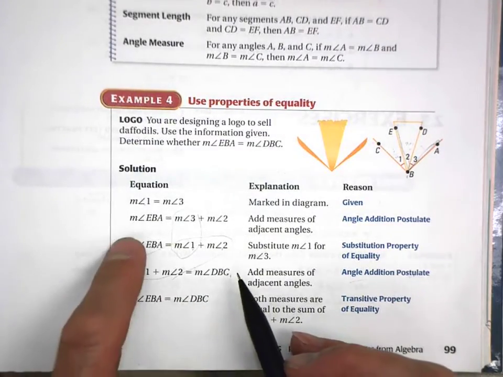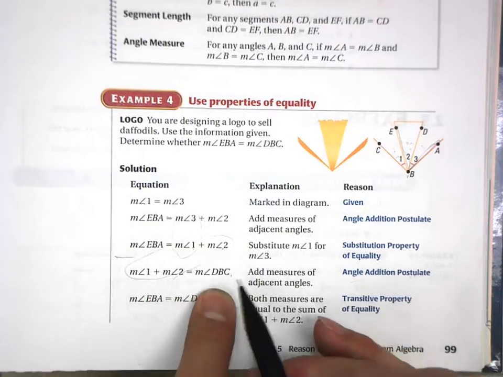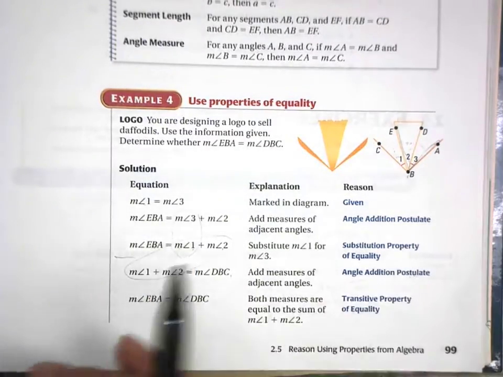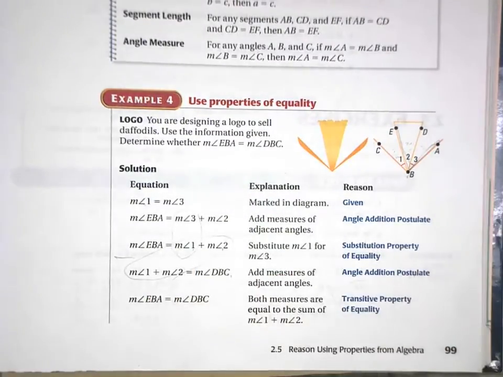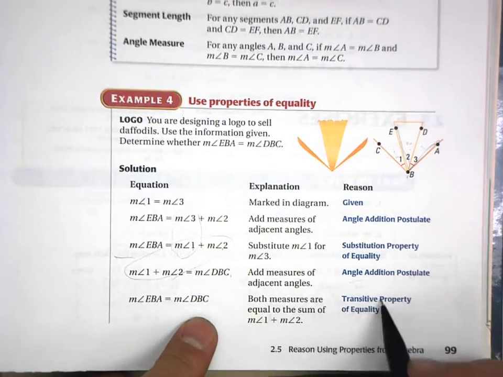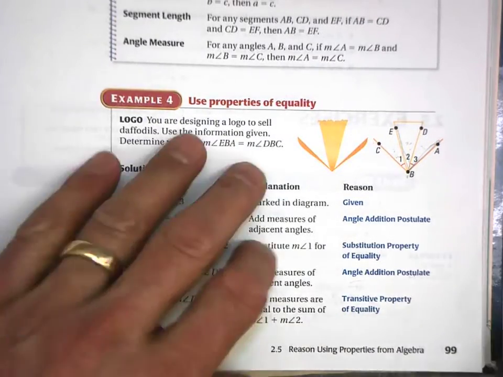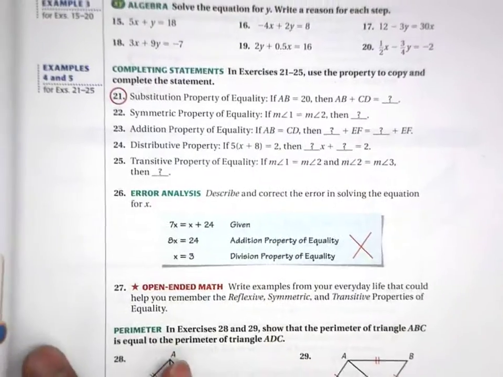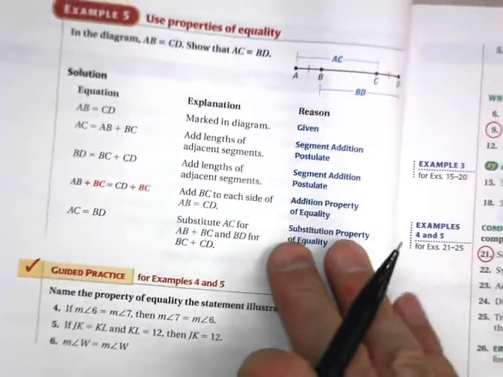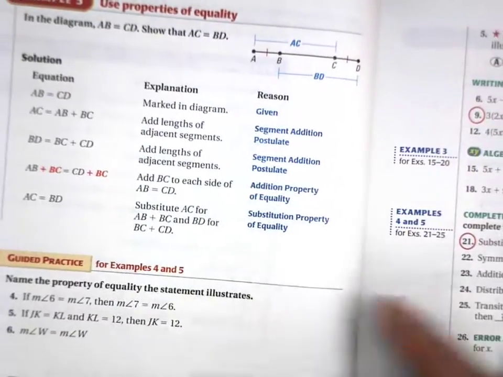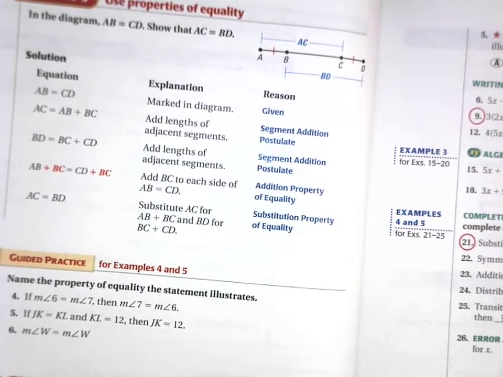And what is that called? When you transit through another one, to go from one through another one to a third one, that's called the transitive property of equality. I could do more, but for the sake of letting this video be a little bit shorter, let's go ahead and stop here.